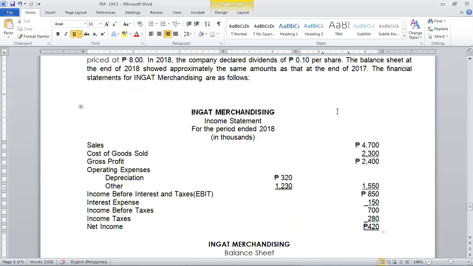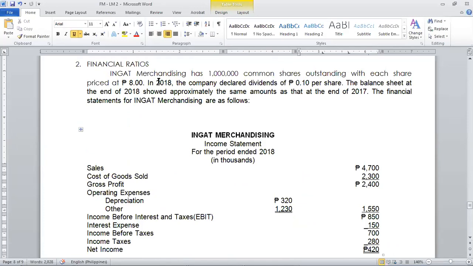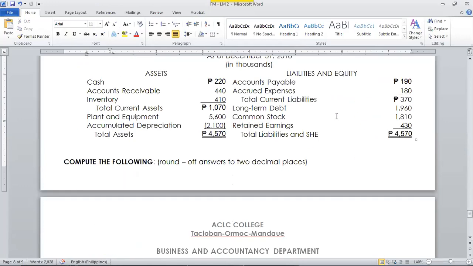Then, it has already been indicated in the problem that the balance sheet at the end of 2018 showed approximately the same amounts as that at the end of 2017. If they are the same amount, the beginning, same amount, plus the same amount for the ending, divided by 2, will give the same amount anyway. So we will still use the ending balance.